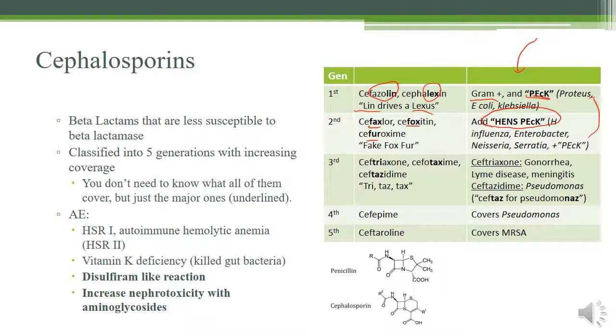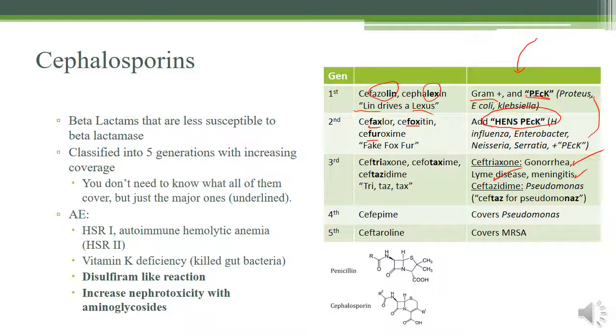Now here's where we get to the important ones, okay? Ceftriaxone. Ceftriaxone, you need to know what it treats. Ceftriaxone is used for gonorrhea. You need to know that. It's used for Lyme disease. You need to know that. And it's used for meningitis. It has good central nervous system penetration, and you need to know that, okay?